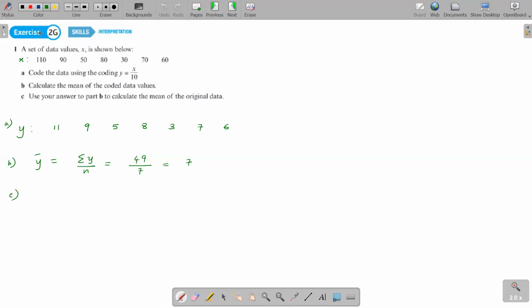So which means I can rewrite the equation y equal x over 10 as y bar equal x bar over 10. Just rewrite the equation. And then we know the y bar value is 7. 7 equal x bar over 10, which means x bar is 7 times 10, x bar is 70. So this is the mean of the original data. Okay.